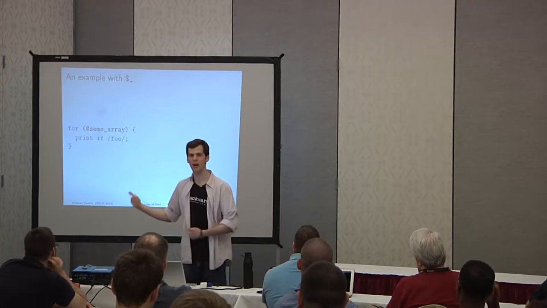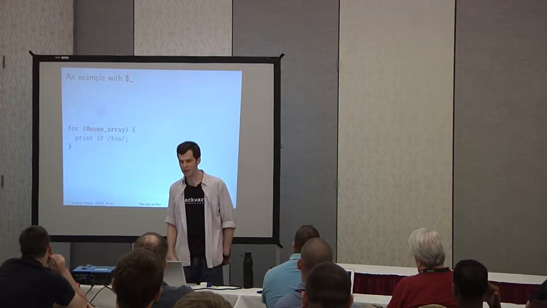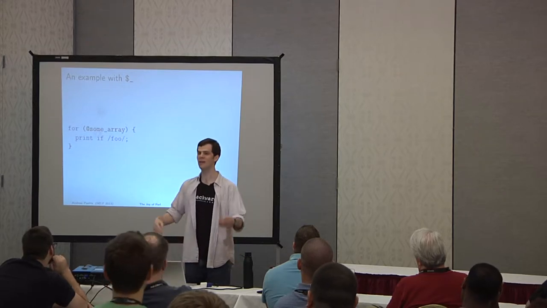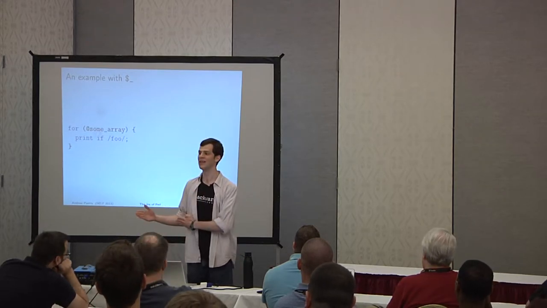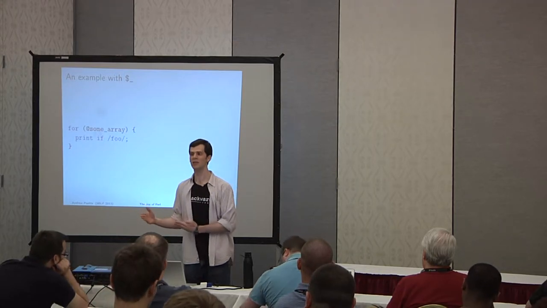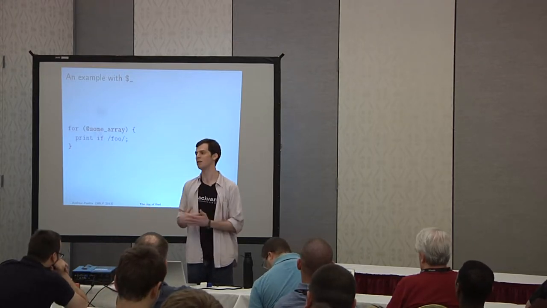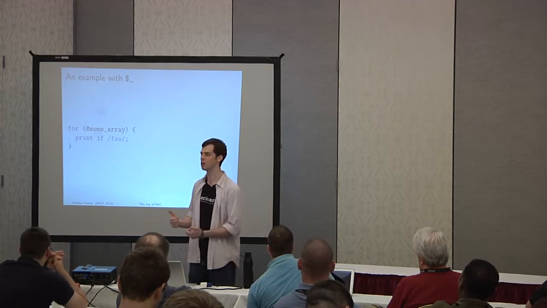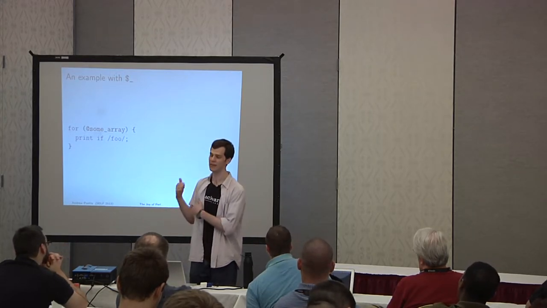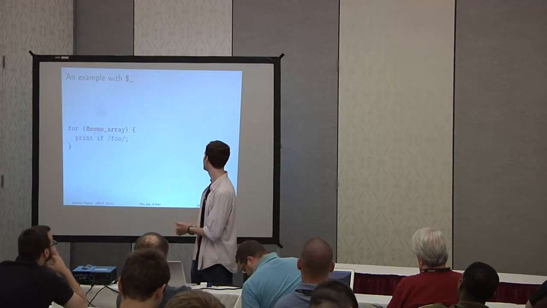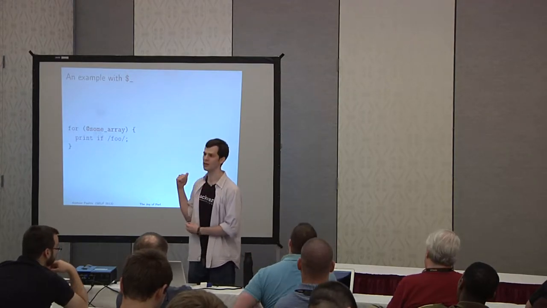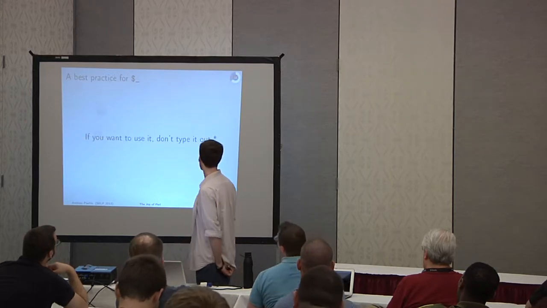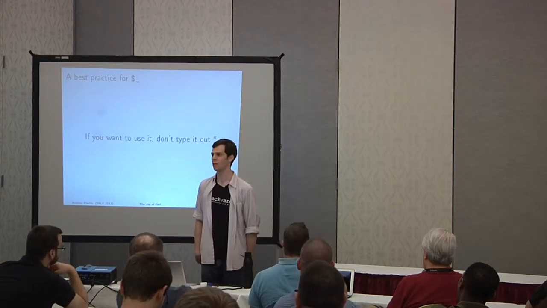So what's the problem here? The problem is that when you start seeing people write it out, you start losing what context it's in. The dollar underscore variable can and probably should be treated like a pronoun. If you could somehow lose the context of it, you probably should not be using it. You should not be using it directly. You should either be using it implicitly or not at all. And that is a best practice for it. If you want to use it, don't write it out.